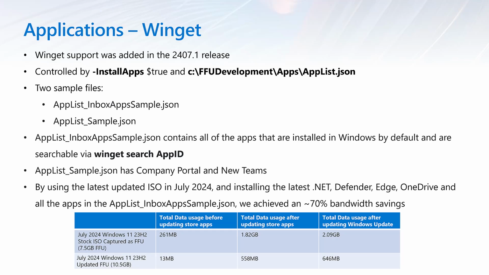But then when we went and updated store apps, we go from 13 megs to 558 megs. Still a huge difference from 1.82 gigs. Massive difference. And then when we look at after updating Windows Update, we go from 558 to 646. So if you compare 646 to 2.09, it's about a 70% bandwidth savings all up. So a huge difference in bandwidth savings.